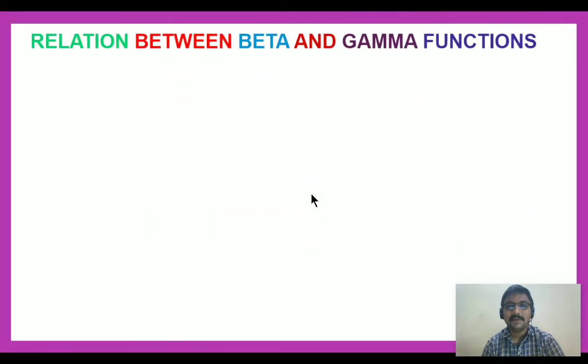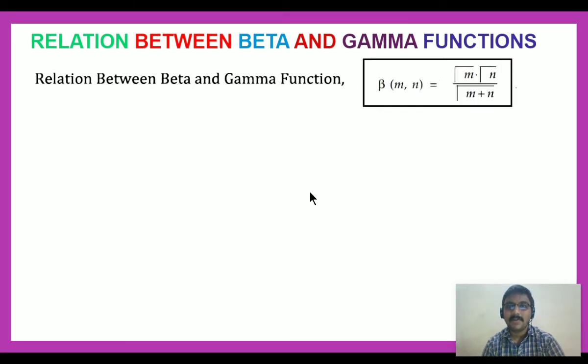Now, relation between beta and gamma functions. The relation between beta and gamma function is beta of m, n is gamma of m times gamma of n by gamma of m plus n.